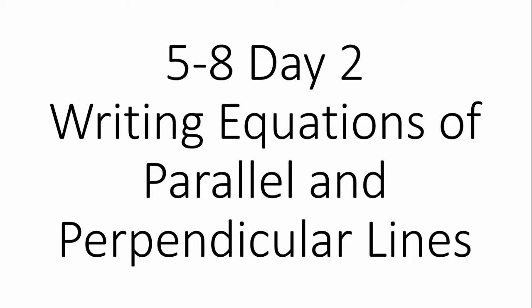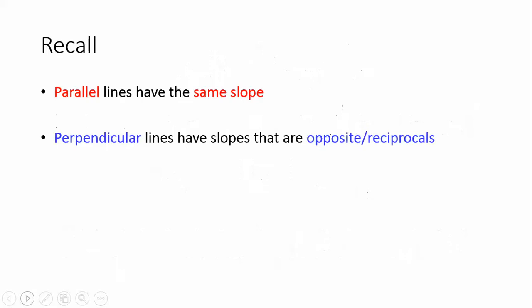Today is the last day of section 8 in chapter 5. It's also the last section that we cover in chapter 5. And today we are writing equations of parallel and perpendicular lines. So first let's just remember that parallel lines have the same slope and perpendicular lines have slopes that are opposite reciprocals.